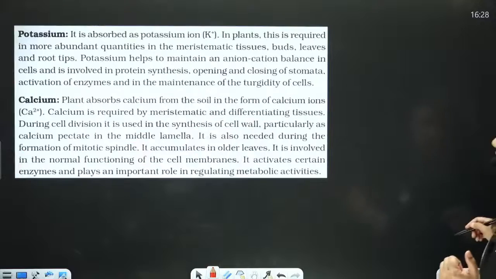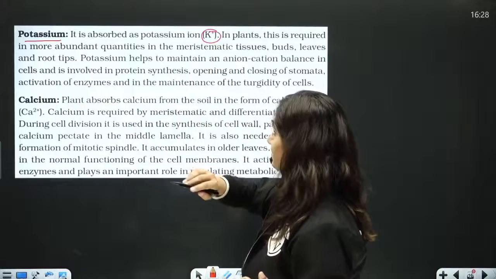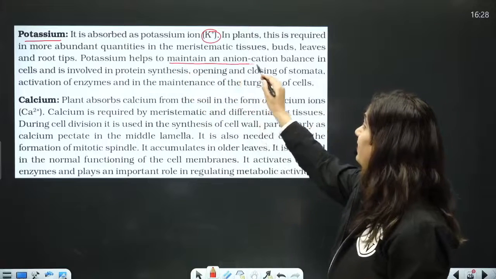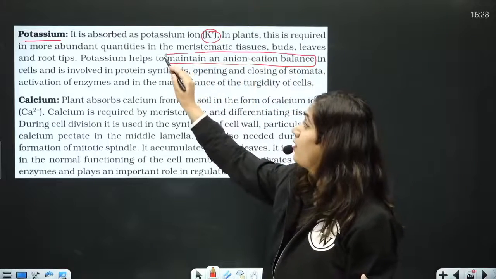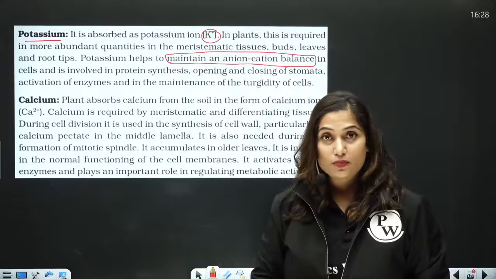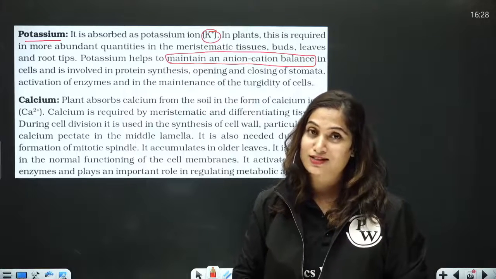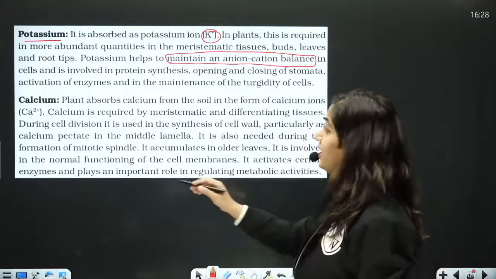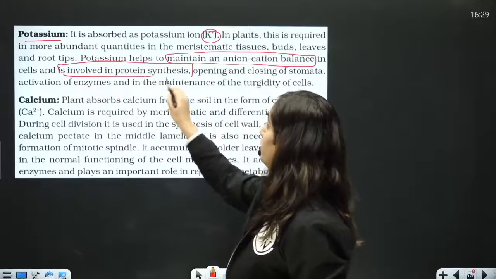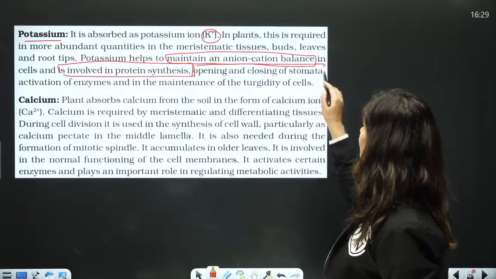Now let's move further to potassium. Potassium is taken up by the plant in the form of potassium ions, and this is very important to maintain anion-cation balance in the plant. Potassium and chloride are the major anion-cation balancers in the plant. Second important role: it is also involved in protein synthesis. Then it is involved in the opening and closing of stomata.